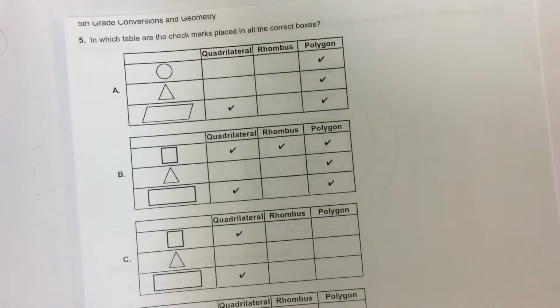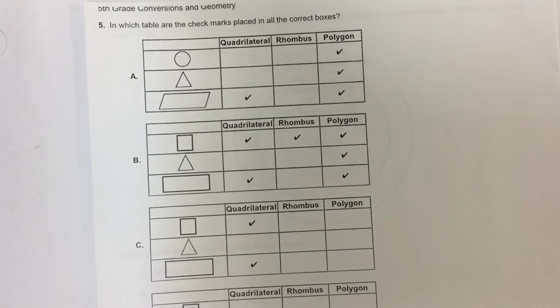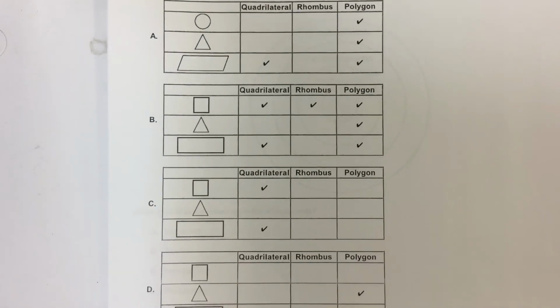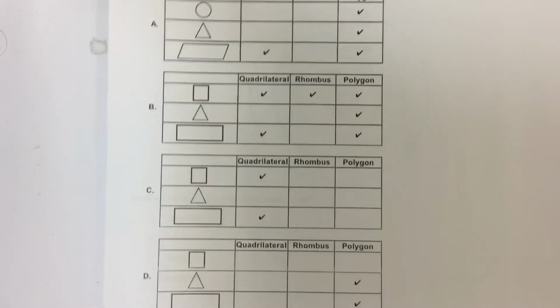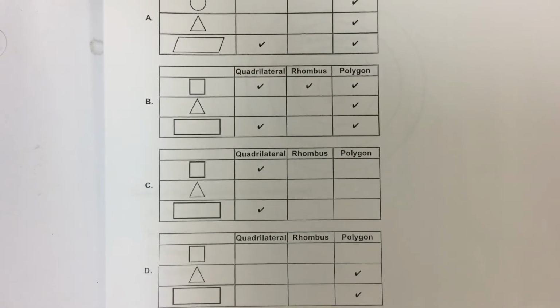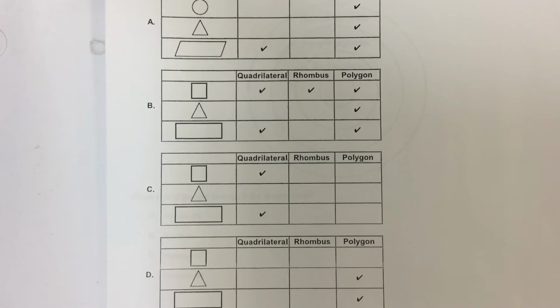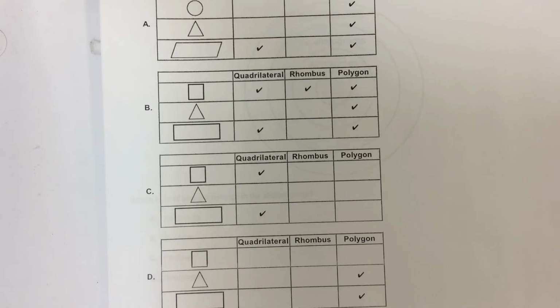All right, number 5. In which table are the check marks placed in all the correct boxes? So look at A and B, and then I'm going to move it up. And then there's C and D. Okay, in which model, I guess, are they all in the correct boxes? Okay, your answer should have been B.